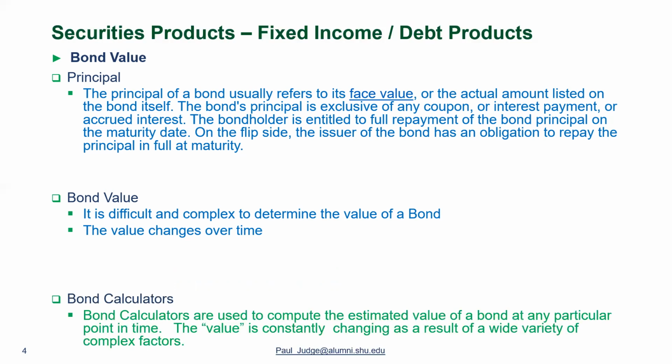Bond calculators are very sophisticated software that are used to compute the estimated value of a bond at any particular point in time. So what sophisticated institutional investors do is they use these very complicated bond calculators that can figure out, based on what's happening in the market, based upon the current date, what's the maturity date of the bond, what are all the attributes of the security. They can figure out what is the estimated value of the bond in the market as of that point.